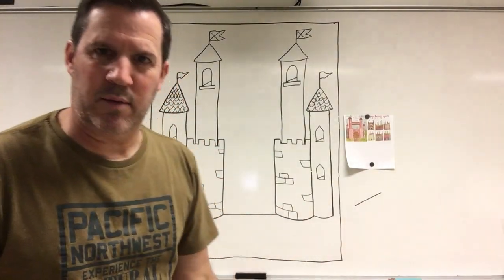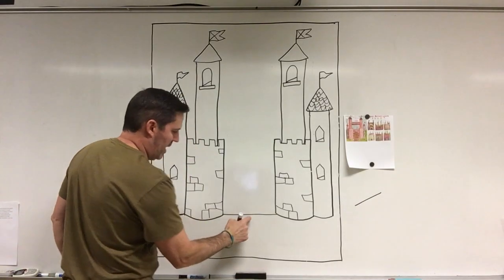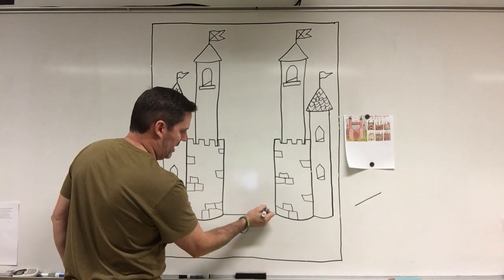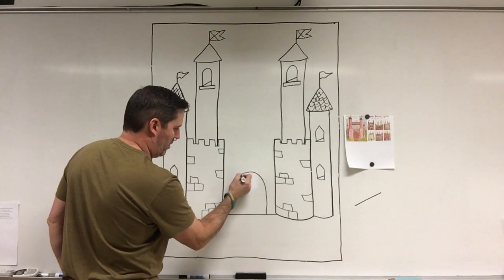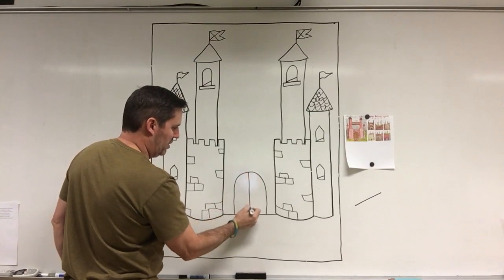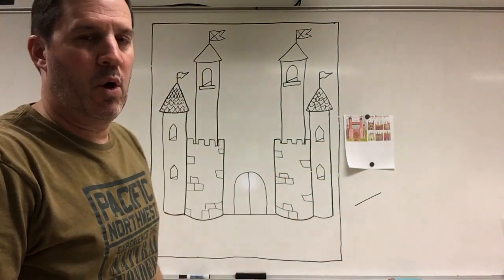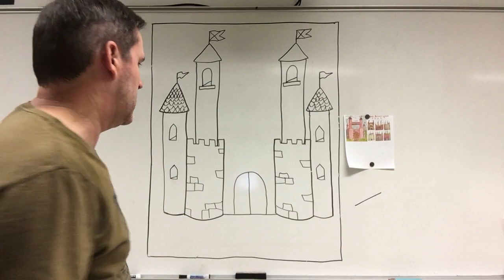We don't even have a door yet. We got to have a big door. So I'm going to come down to the bottom here. I'm going to make a nice, big, rounded door. I'll put a line right down the middle. Usually there's two big doors. They can open it up really wide. Let all the horses and the carriages and all kinds of stuff in there.